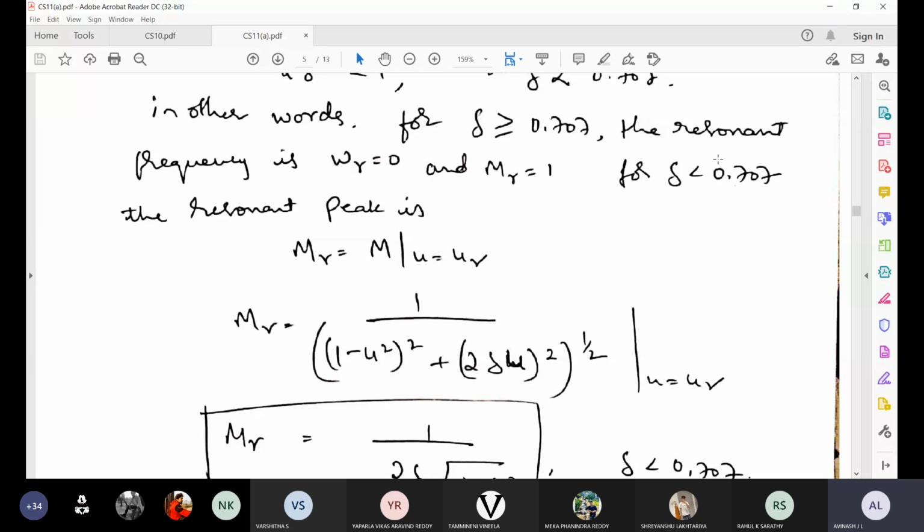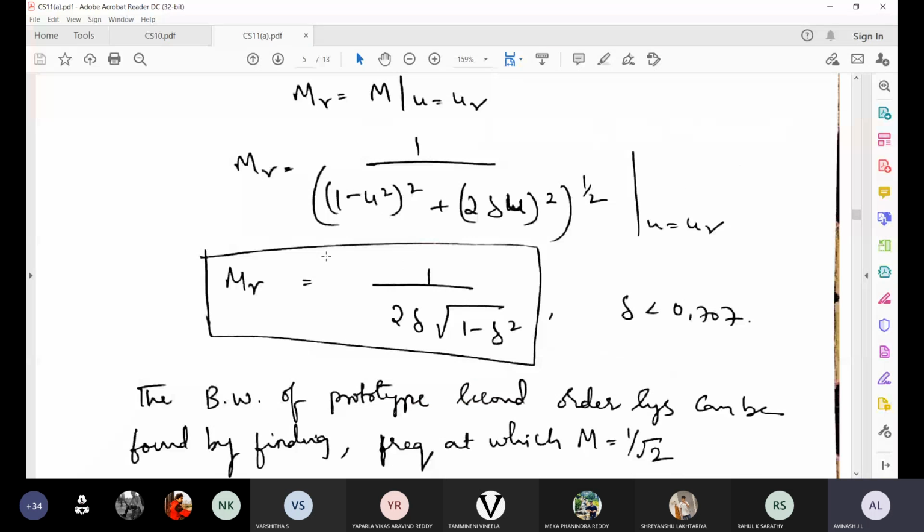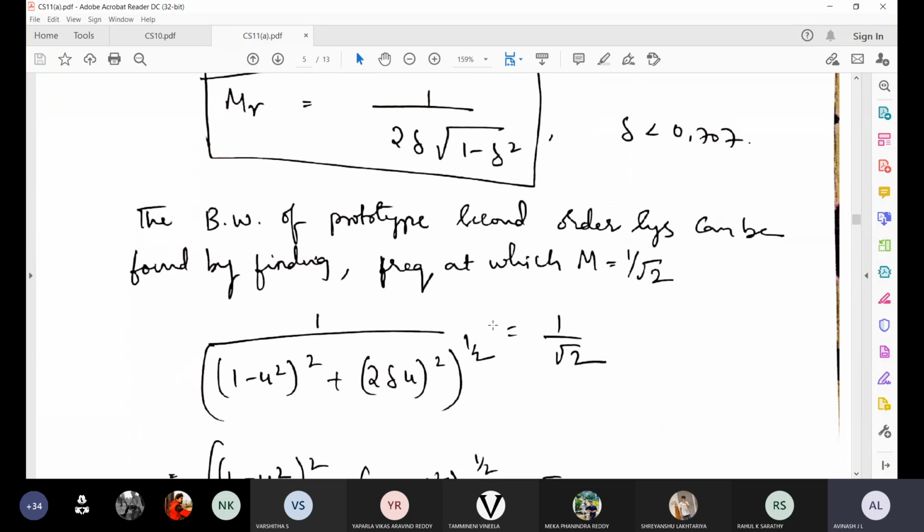For δ less than 0.707, the resonant peak is M_R equal to M at u_r. So M will be replaced with M_R, where M_R represents resonance, nothing else. We get the equation M_R equals 1 divided by 2δ times the square root of 1 minus δ². These derivations are very similar to the previous derivations we did for the time domain specifications.